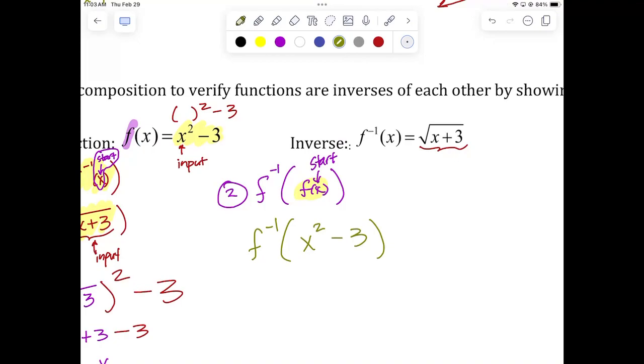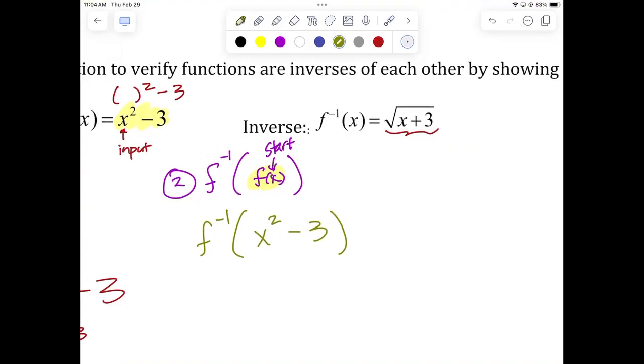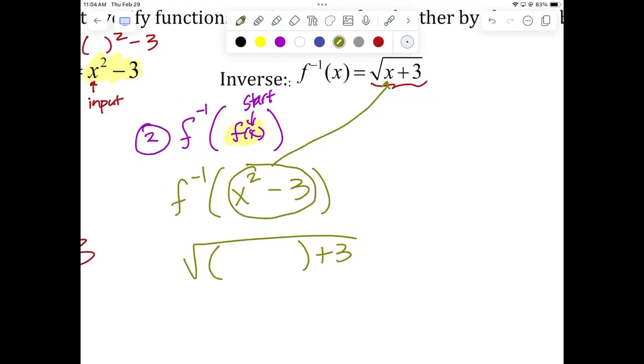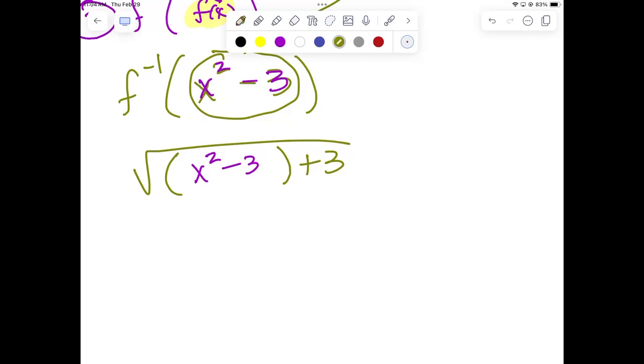Now here is it's not the hard part, but it's the part that requires just a little bit of a leap. I got to plug x squared minus 3 in, this whole thing. I got to plug it into the f inverse function for x. So instead of the square root of x plus 3, I'm going to write it as the square root of parentheses plus 3. Input, okay? And what am I plugging in for my input? X squared minus 3. Okay, good. Now that you have it set up, now you can evaluate it. The parentheses were there just to show the substitution. There's really nothing to distribute, so I can actually drop the parentheses.